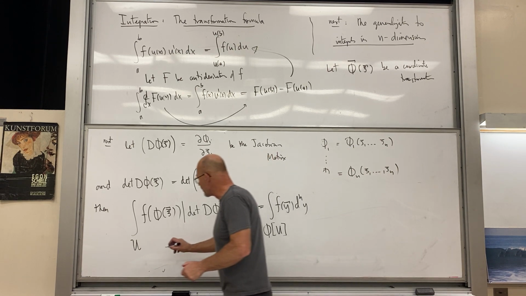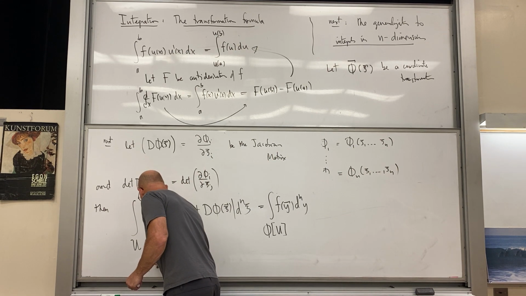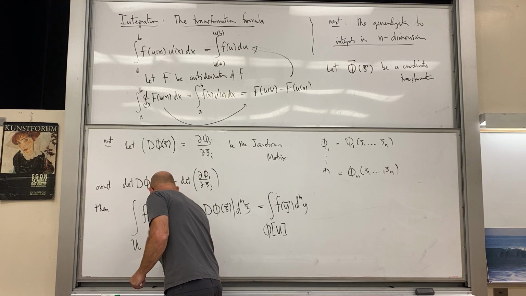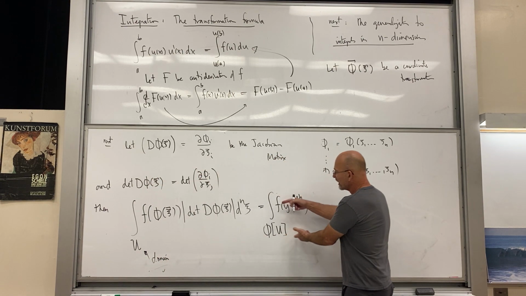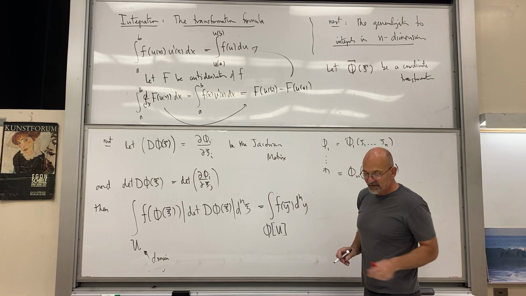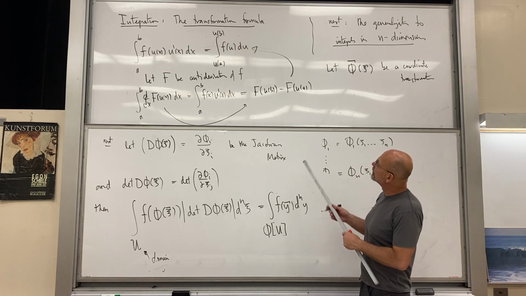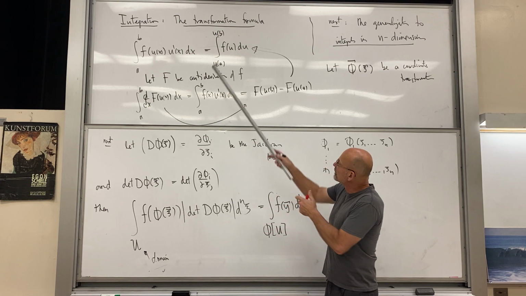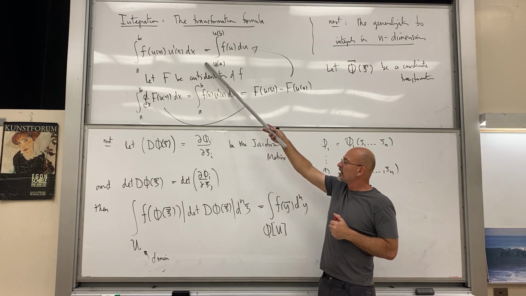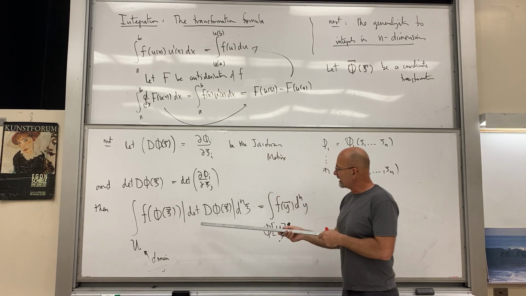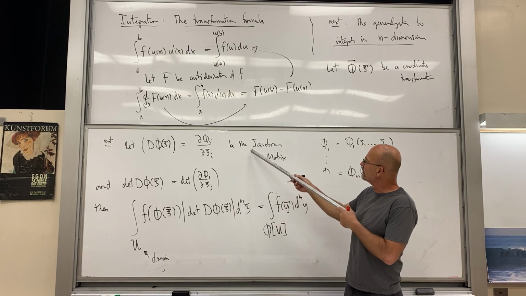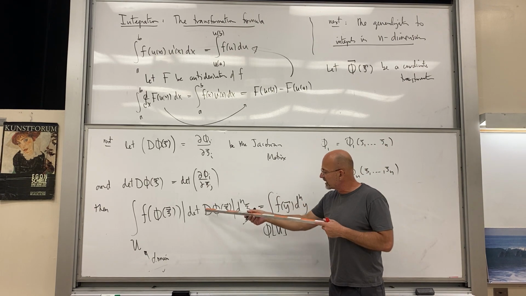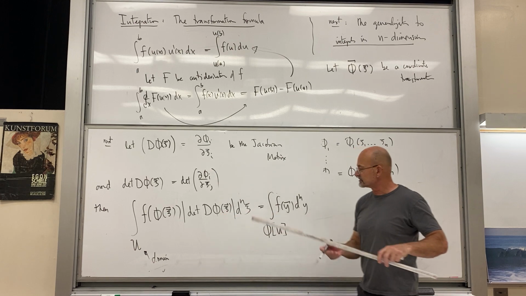So this is the domain. And the domain gets transformed right here. So this is actually, with the letters a little bit different, the n-dimensional version of our standard u substitution. And what this Jacobian matrix does, its determinant gives us the volume element.